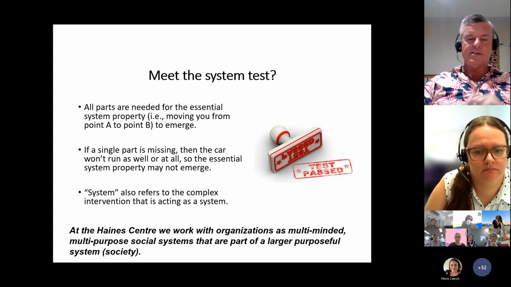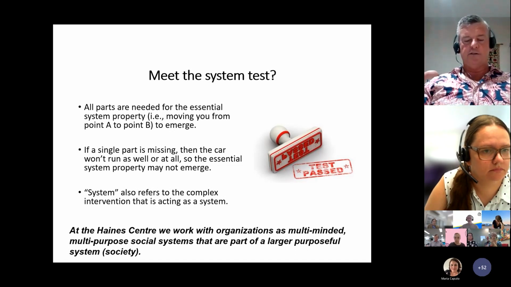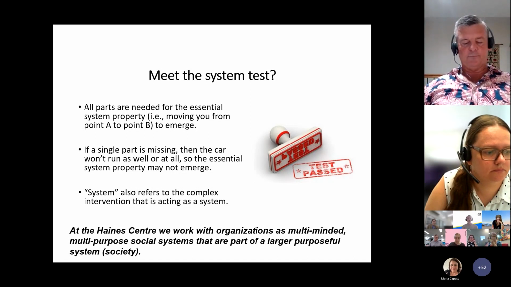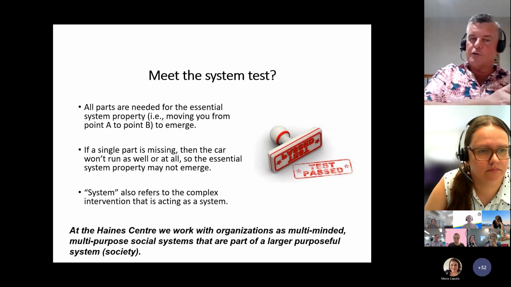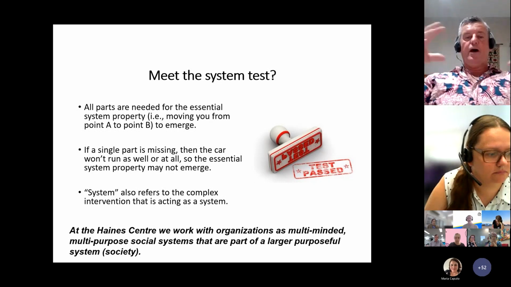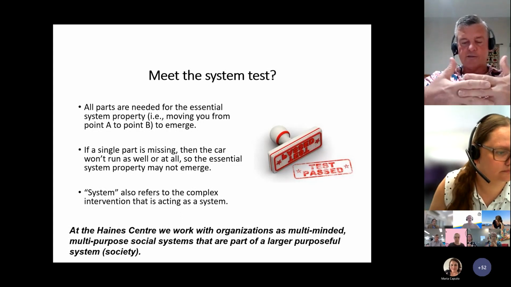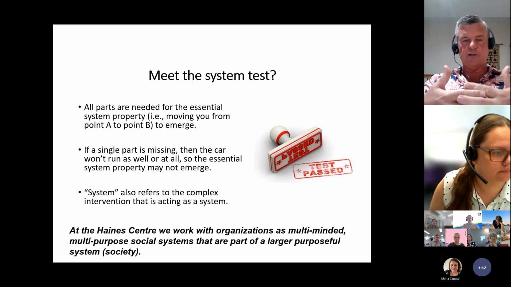So at the Haines Center, when we start working in systems, we recognize that organizations are these multi-minded, multi-purpose social systems that are a part of something larger, which is a purposeful system called society. These parts in human social systems are all goal-oriented, and each of them, in contrast to a deterministic mechanical system, is driven towards self-preservation and self-development. And the whole itself is also goal-oriented, which will thrive best when those parts work well in a dedicated, integrated way to serve the outcomes of that whole.